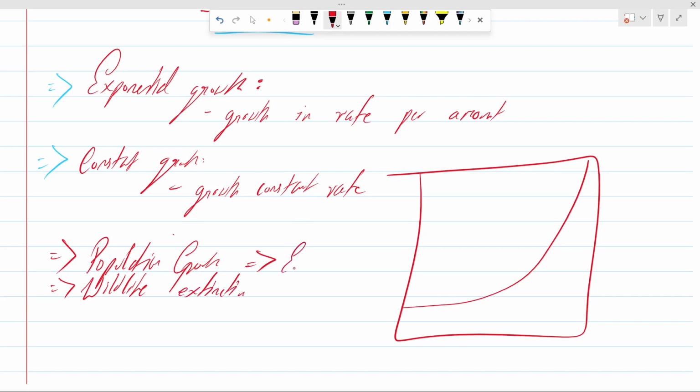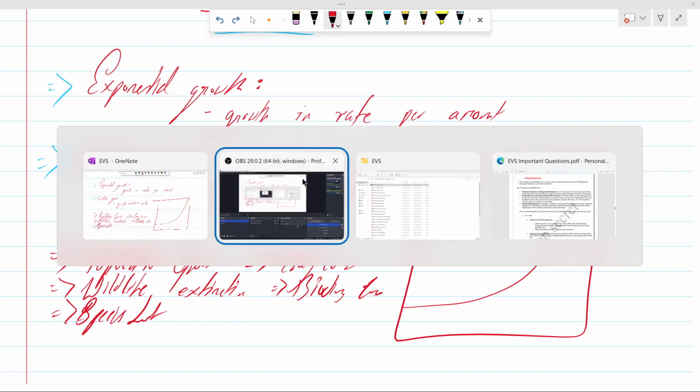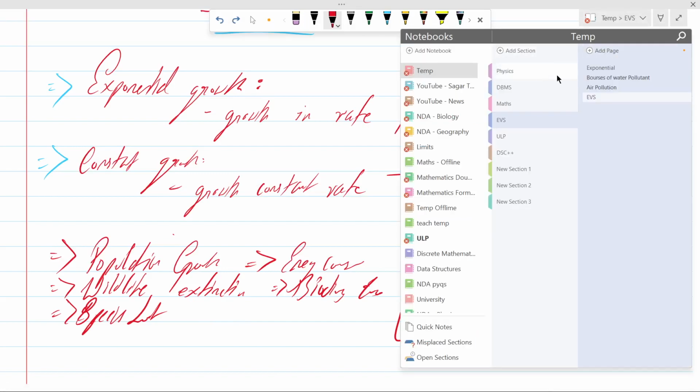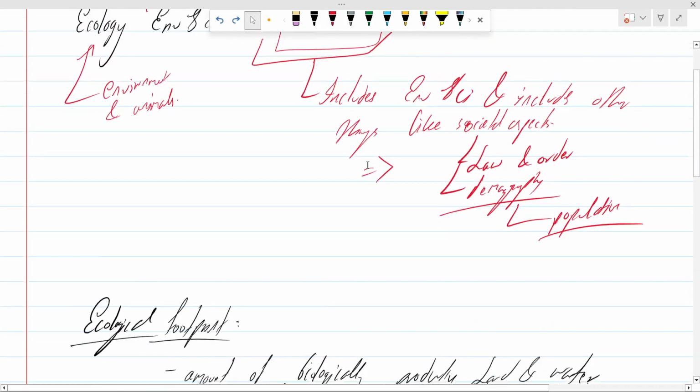Then everything is in exponential growth: wildlife extinction, energy consumption, biodiversity loss, and species lost. Like the infant mortality rate has also decreased, so it's a reverse J curve, a type of the same thing. So these things are exponential growth. This is a very important topic, and this will probably come in the exam.